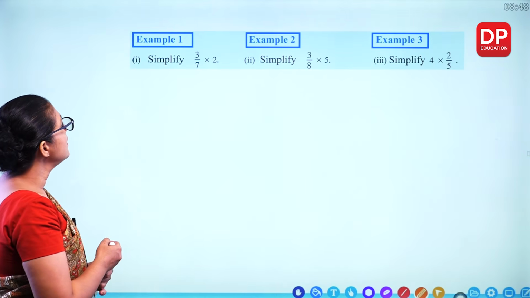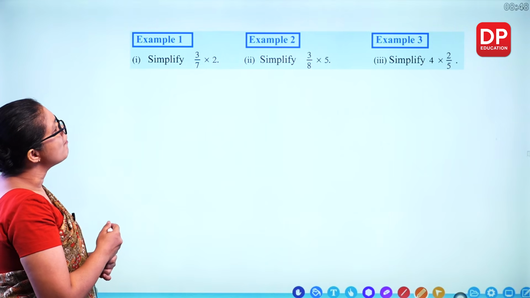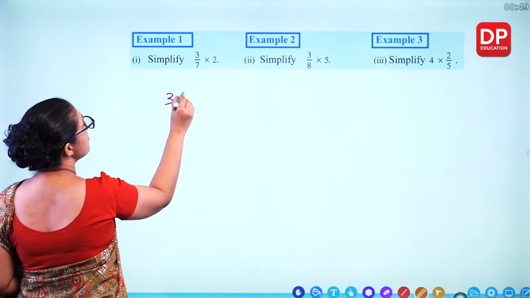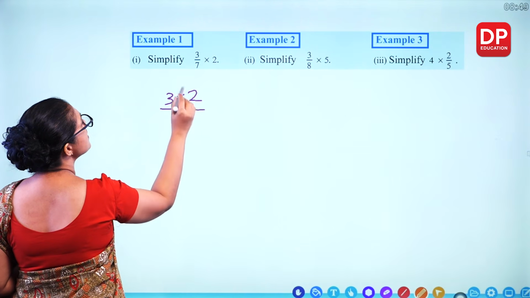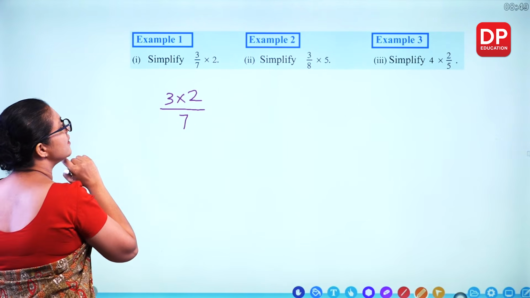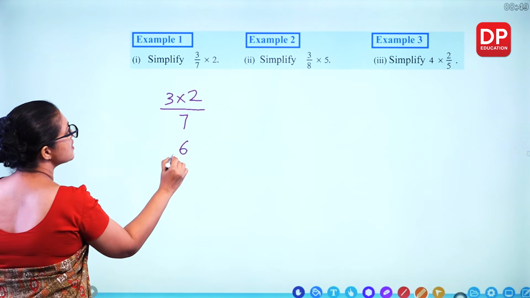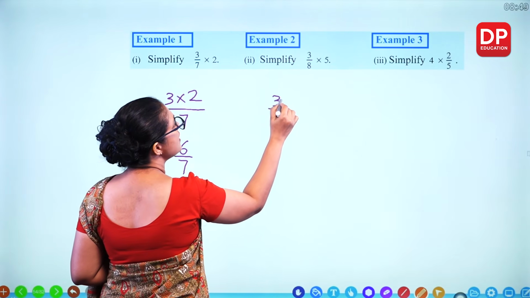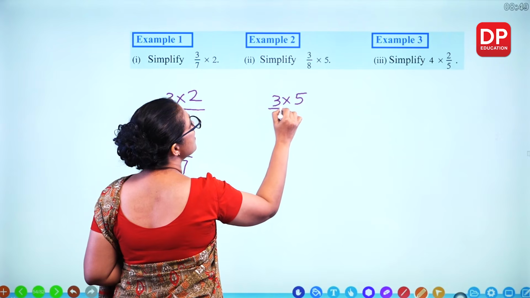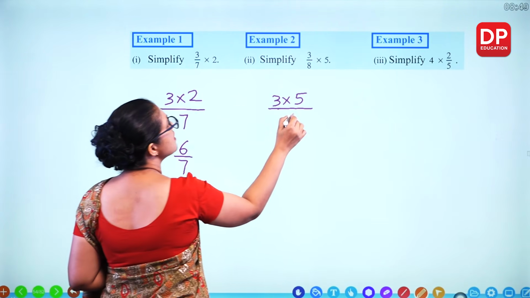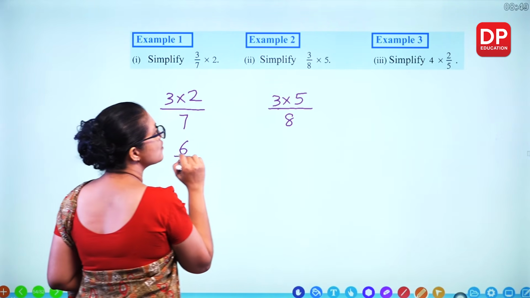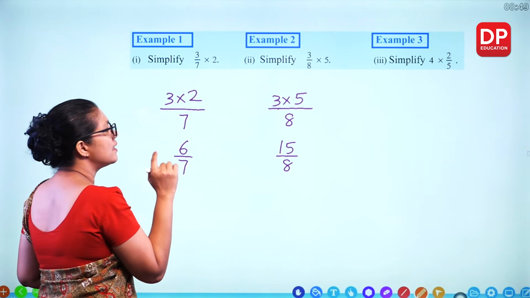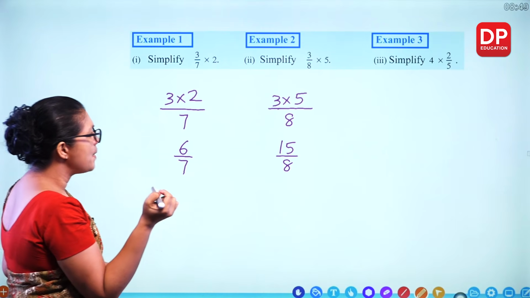Example number 1. Multiply a fraction with a whole number. So what do you do? You can multiply the numerators only. So 3 times 2, 6. You get here 3/8. So 3 times 5 in the numerator and 8 in the denominator. So you get 15/8. Now you can write it as a mixed number.